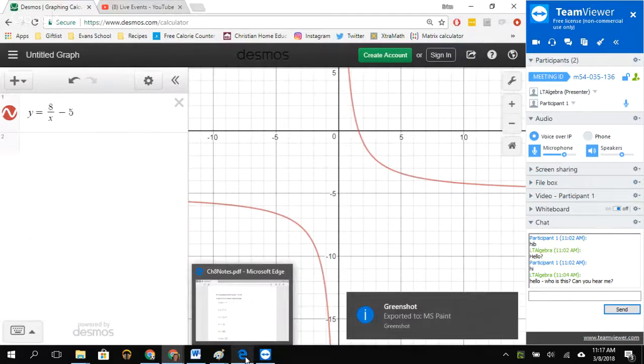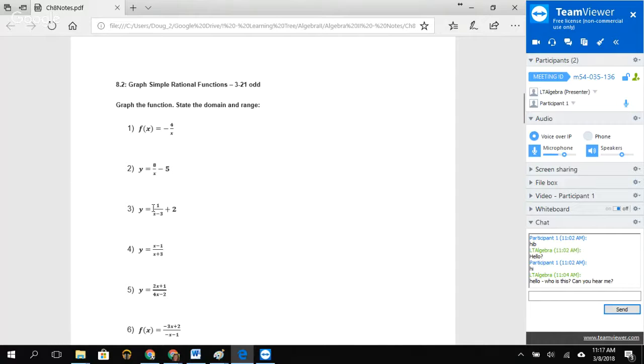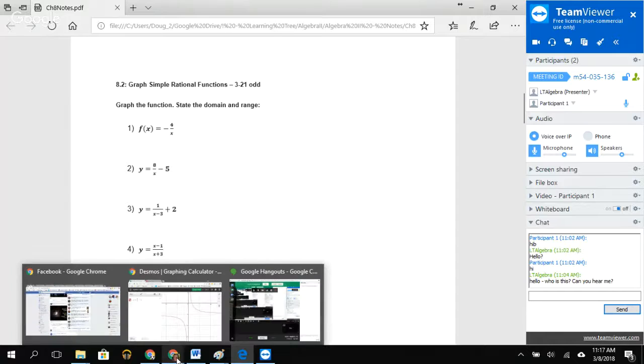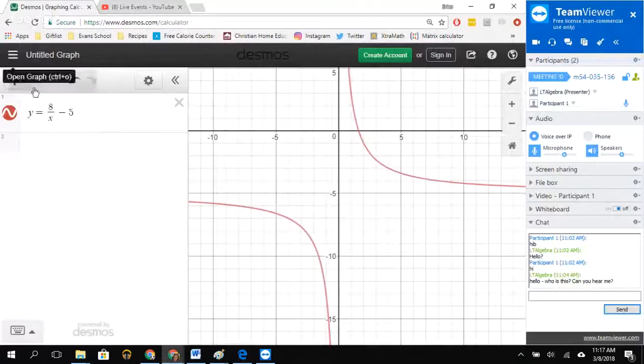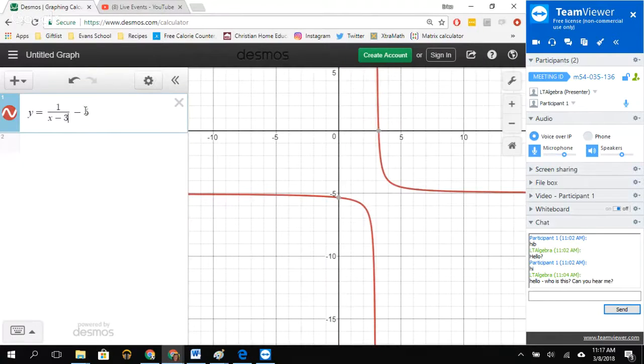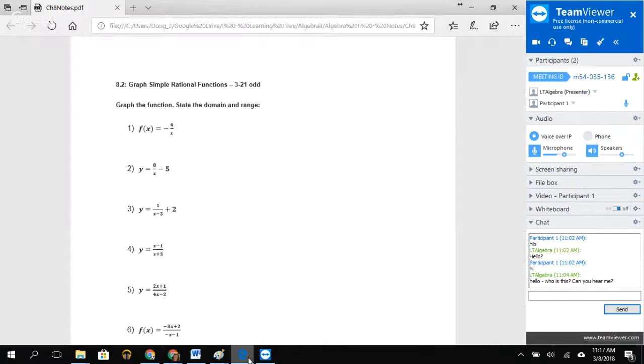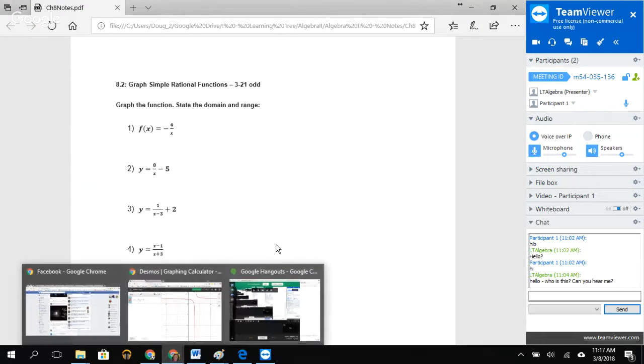Okay, next one. We're just getting a little bit more fancy with each one. y equals 1 over x minus 3, plus 2. So these are all just kind of building on each other.